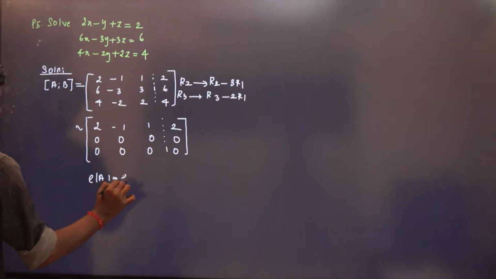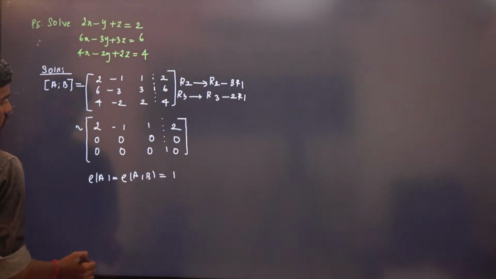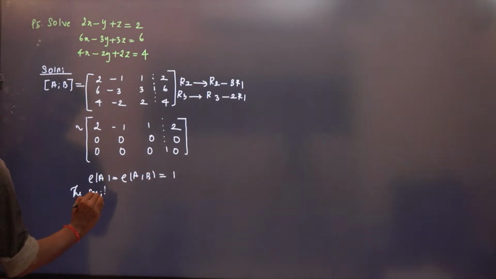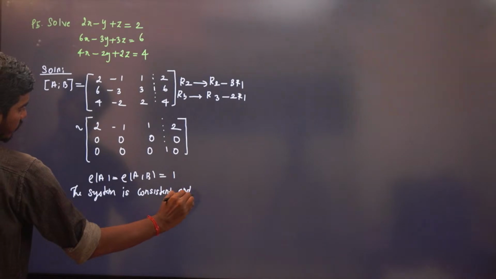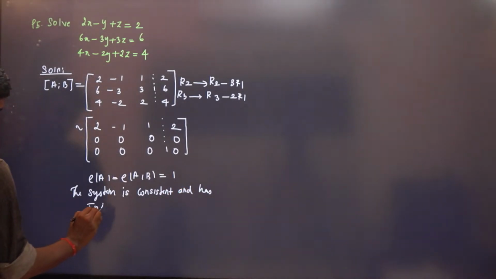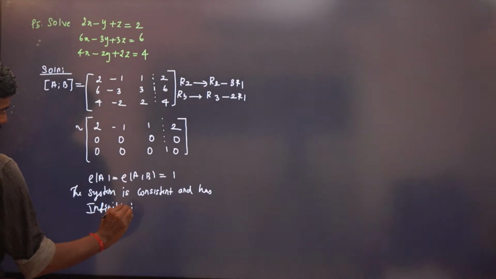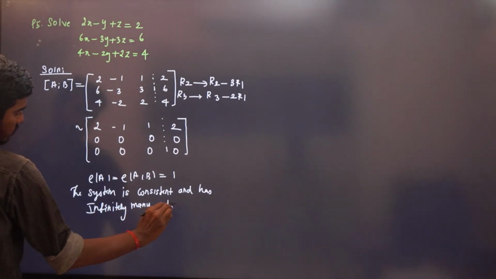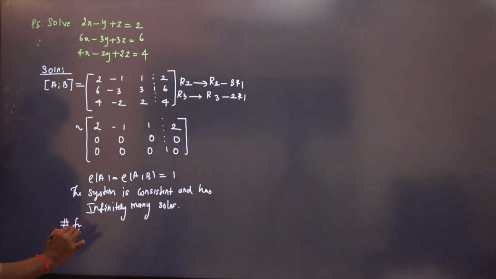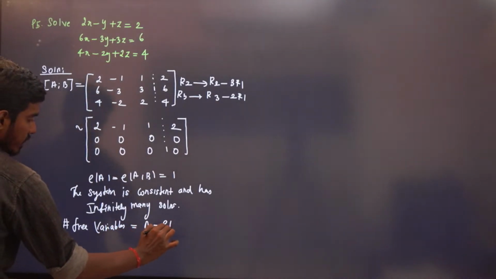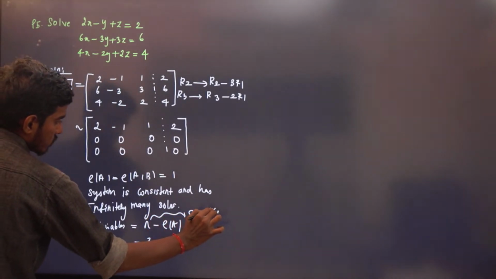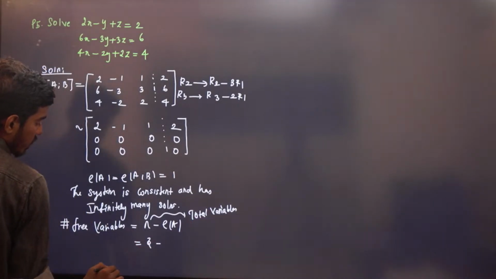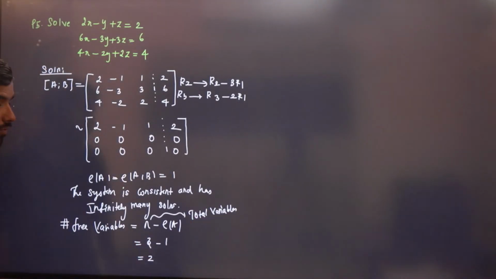The rank of A and the rank of A comma B are both equal to 1. That means the system is consistent and has infinitely many solutions. The number of free variables in this case is 2, right? Number of free variables is equal to n minus rank of A, where n is the total number of variables. Rank of A is 1, so you have two free variables.